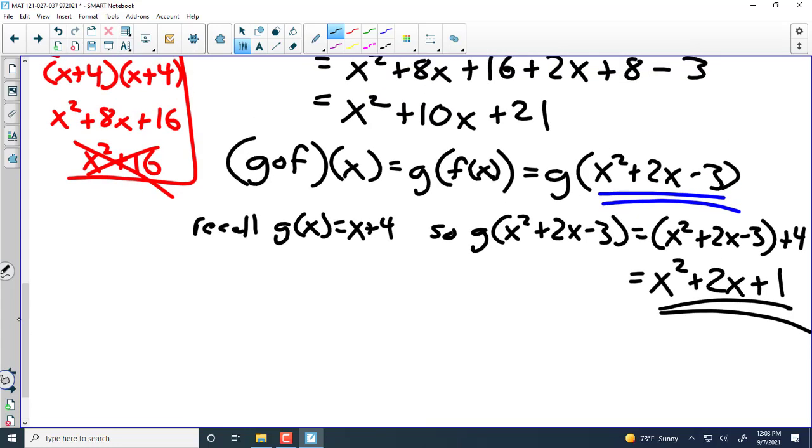Composing is tricky, especially when you have to do all that foiling and stuff like that. They can be tricky problems. Especially when you have minus signs to worry about, they can be tricky problems. And quite often when you are done, you will be asked to find the domain. But the good news is if the domain of your original functions were both negative infinity to infinity, then that's also the domain of your composition.